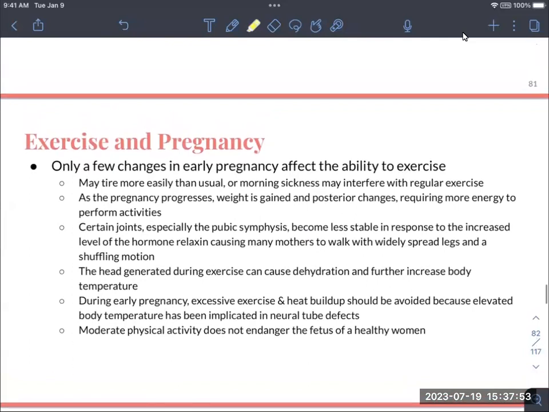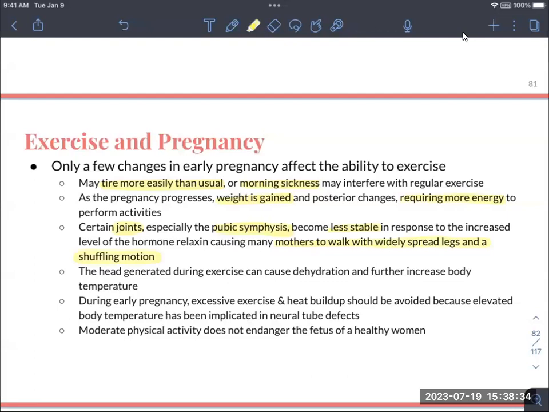There's only a few changes in the ability to exercise during pregnancy in the beginning, but you get tired a lot easier, especially in the beginning. Morning sickness. As this pregnancy continues to progress, weight starts to get gained more. It requires more energy to do something. It can put more weight into certain joints, like the pubic symphysis starts to become less stable because of that relaxin. By the end, mothers may walk with widespread legs and a shuffling motion.